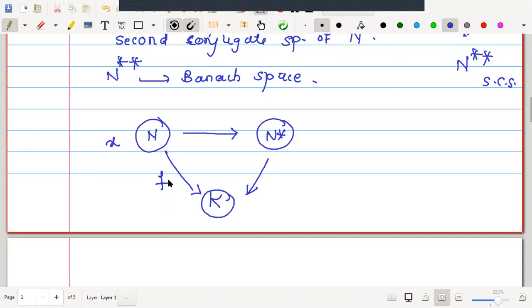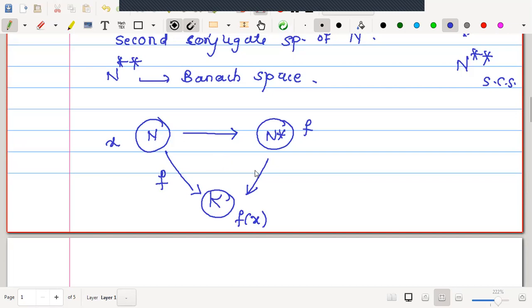we have denoted the functional on N, that is, in N star. Therefore, here f is a member of N star. f is a functional defined from N to K, so it will be a member of N star. Therefore, for every x in N, under this f, what is the image in K? It is of the type f of x.